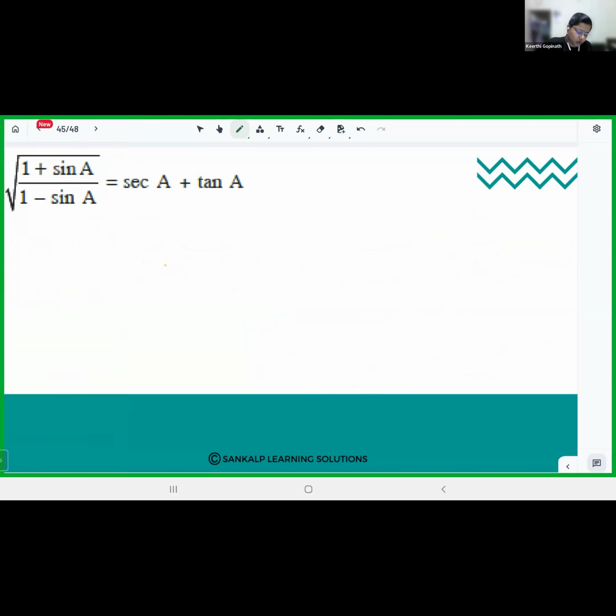So next question is root of (1 plus sin A) by (1 minus sin A) is equal to sec A plus tan A. So we have to prove this. So first of all, you consider the LHS. Consider the LHS of the question. That is root of (1 plus sin A) by (1 minus sin A).